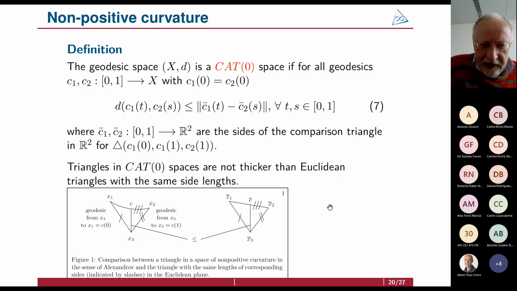So you see that indicated there, and the non-positive curvature requires that if you take one of the points and connect it to the center or to any point on the opposite geodesic, you do the same in the Euclidean comparison triangle, then in the original space, the distance is not larger than what you get in the Euclidean comparison triangle. So in other words, geodesic triangles are typically curved inward in an intuitive sense, as you can see on the picture in CAT(0) spaces. So triangles in CAT(0) space, in other words, are not thicker than Euclidean triangles with the same side length. That is Alexandrov's definition.